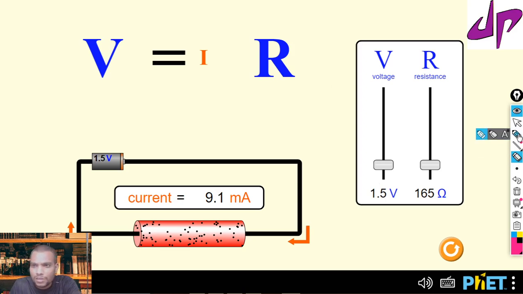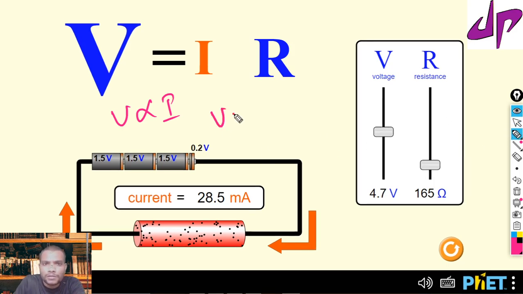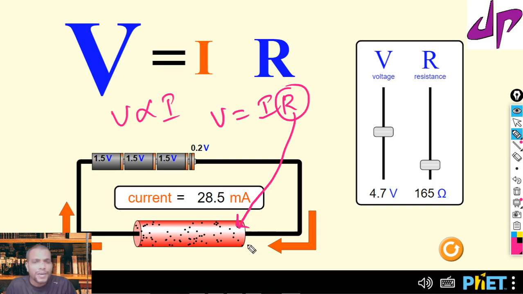As a conclusion to Ohm's law, I can say voltage is directly proportional to current. If we increase voltage, current also increases. We can remove that proportionality and replace it with a constant known as R, that is resistance. Now that resistance is the material property, the conductor that you use here.